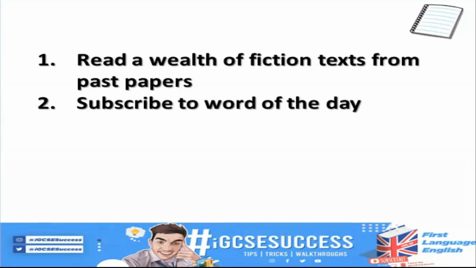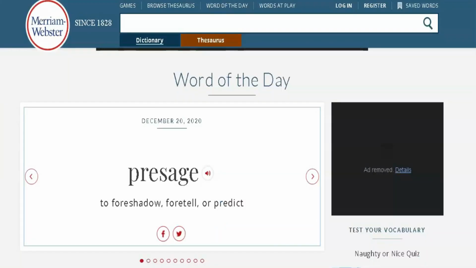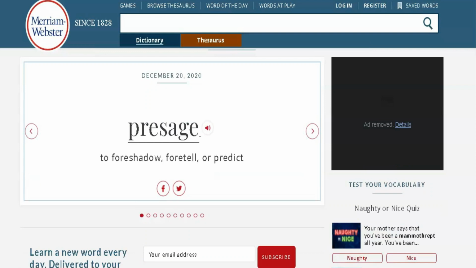Read a wealth of fiction text from past papers, underline unfamiliar words, define them, and then write your own example sentences. My second tip is to subscribe to the many websites which offer a word of the day, and I'm going to show you a website now. Now, my favourite website which offers a word of the day is Merriam-Webster. I know there are other websites as well, dictionary.com for example, but I just like how easy it is to use Merriam-Webster.